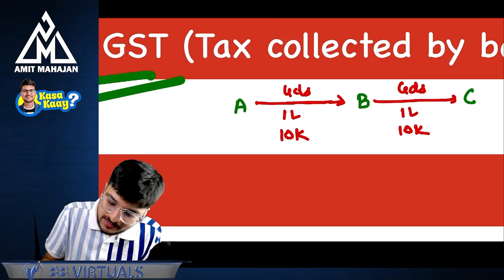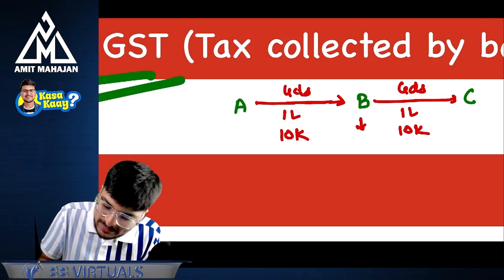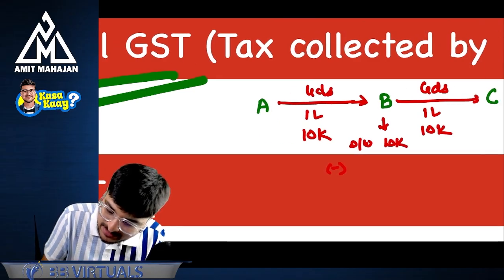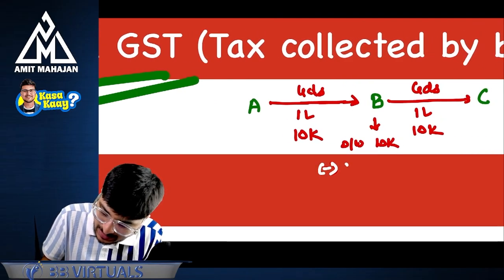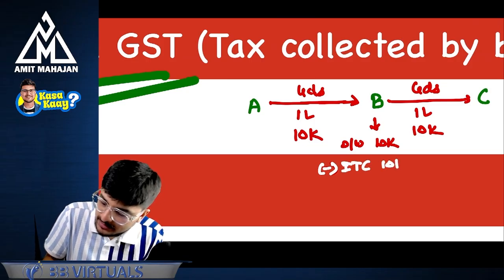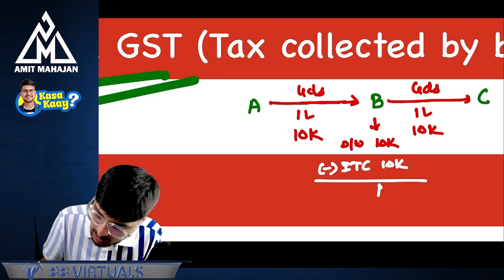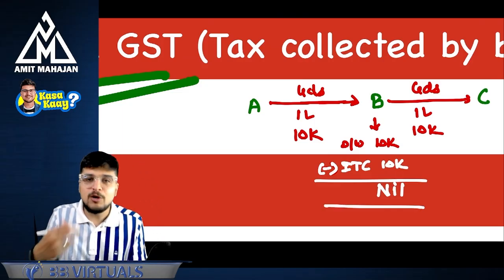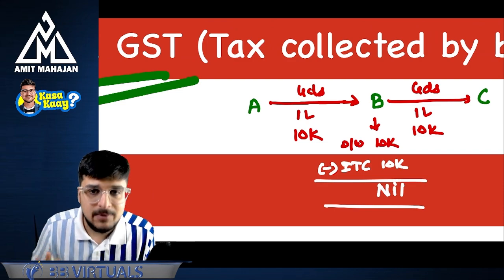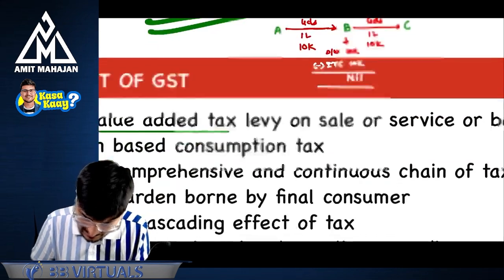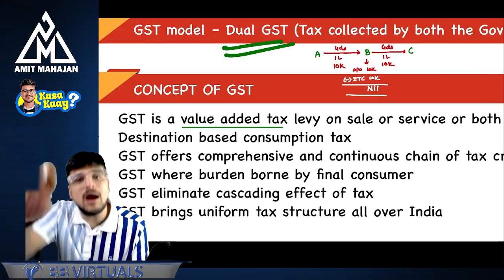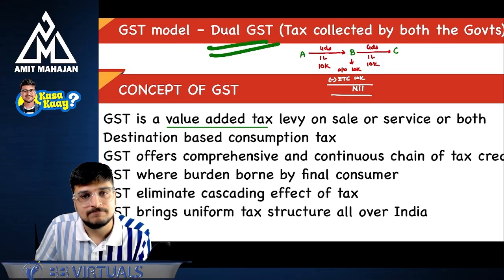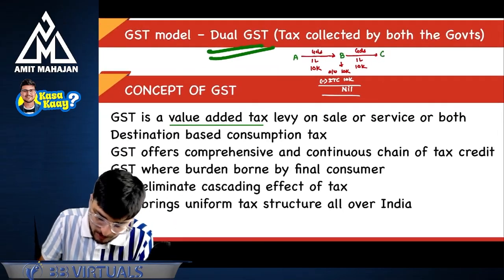Now, please tell me, what will be B's outward tax? 10,000. What will be B's ITC? ITC is going to be 10,000. Will there be any requirement of payment of GST? No. So basically, if there is no value addition, there will not be any GST liability. And that's why they are saying that GST is a value added tax on sale or services or both. Understanding? So, that point is done.